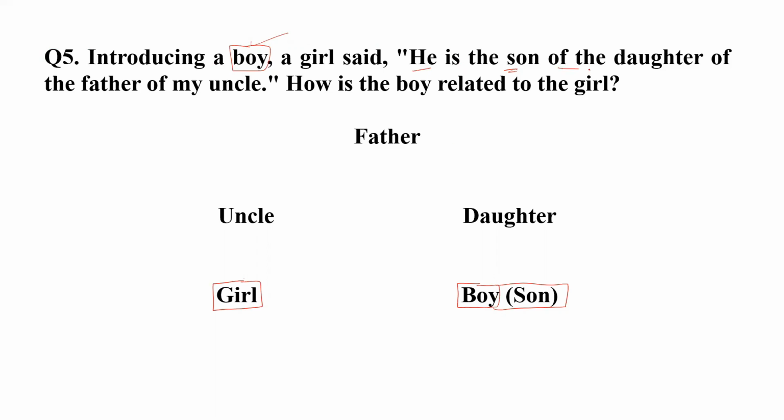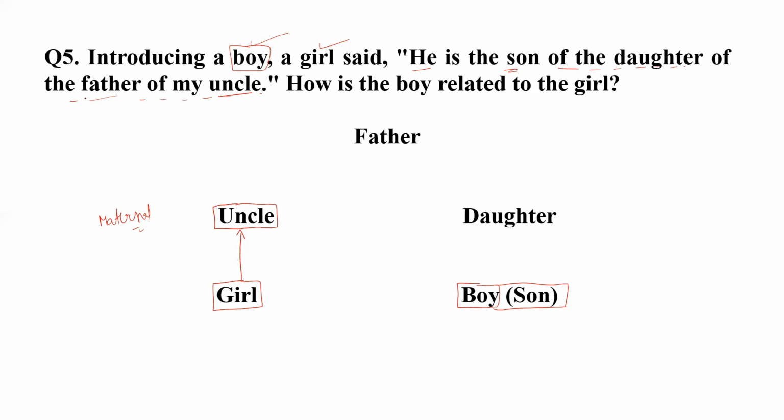He is the son of the daughter of the father of my uncle. So the girl is referring to her uncle. So the uncle is having the higher status relationship. This is why we have written the name of the uncle just above the girl. So when nothing is referred, we can assume that he can be the maternal uncle of the girl. So this is all about that.